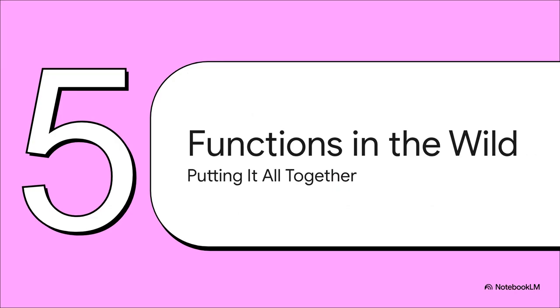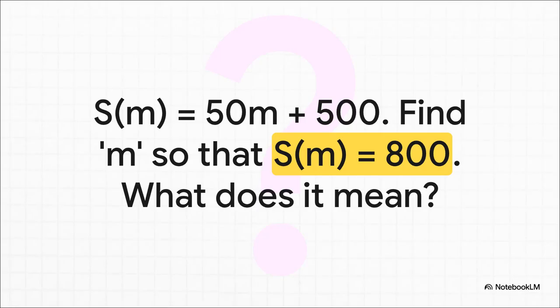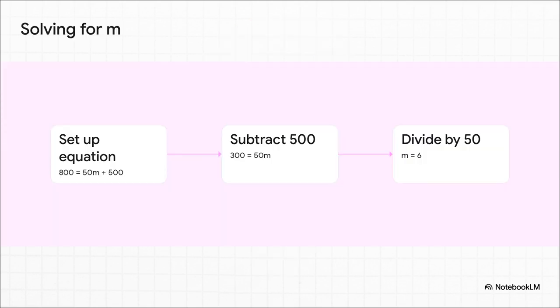All right, now that we have the theory down, let's apply this understanding to another practical problem and see how this all connects. Here's a new scenario. We've got a function s for Kirsten's savings over m months, but this time we're going to work backwards. We know the output we want, $800, and we need to find the input that gets us there. To solve this, we just set the whole function equal to 800. And the algebra from here is pretty straightforward. We subtract 500 from both sides, then divide by 50, and that'll give us m.